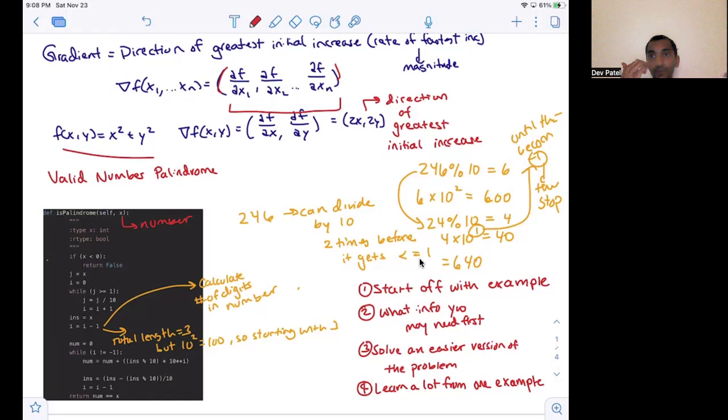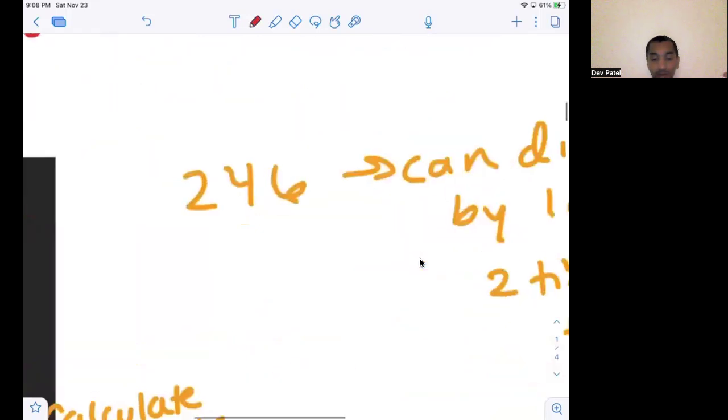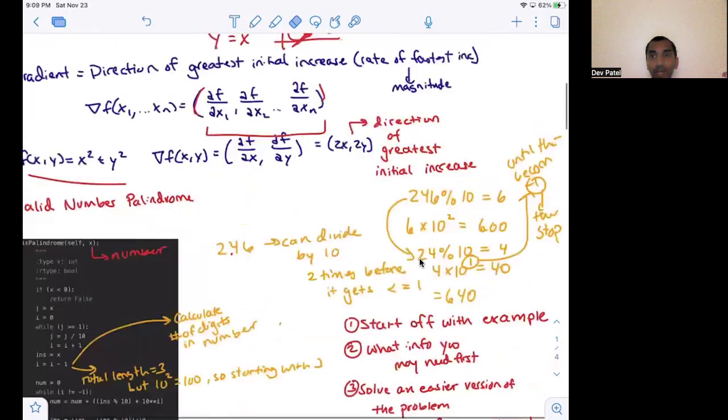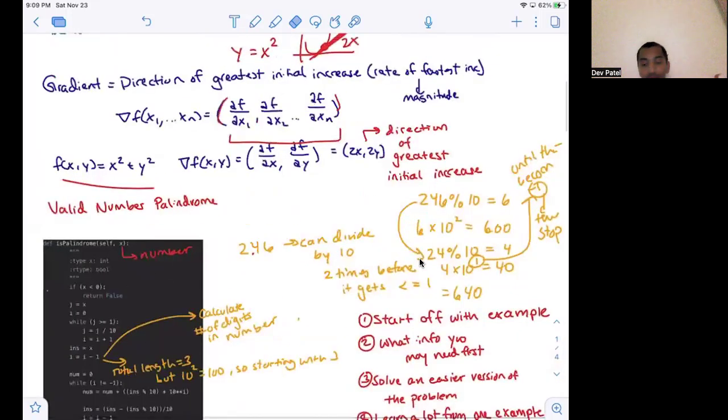We can divide 246 two times, right? So it would be 24.6, then 2.46, and then after that would be 0.246. We can divide it two times before we get to a number that's less than 1. So the ideal number would be 3, right? That's the number of digits.